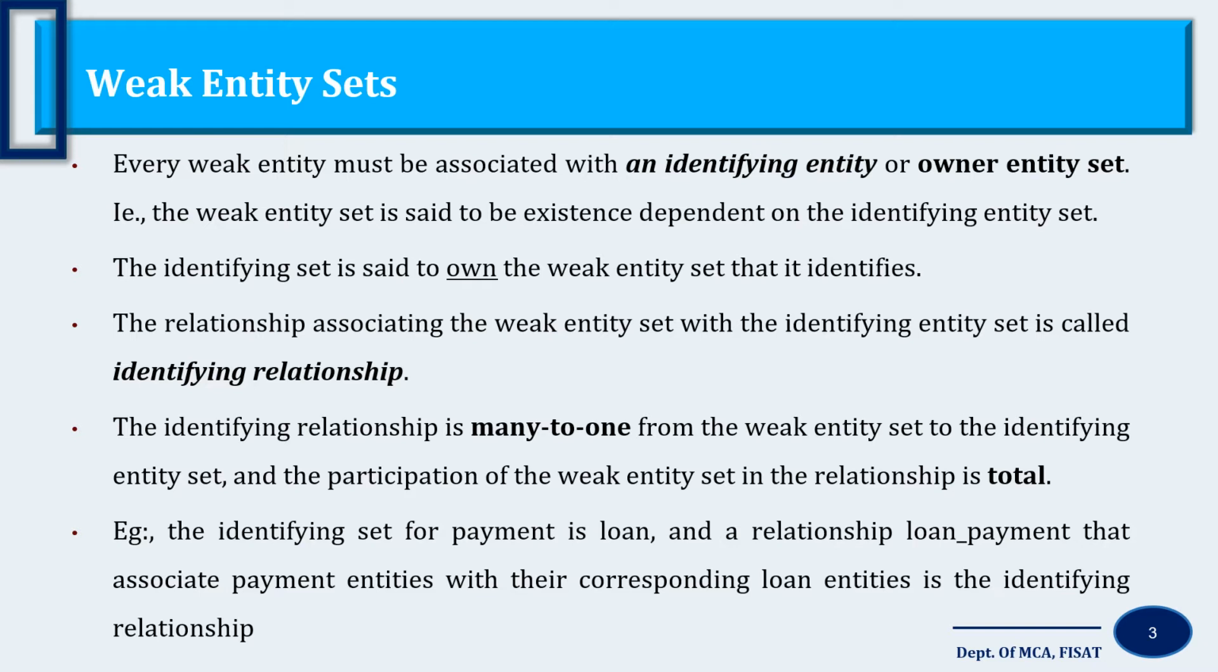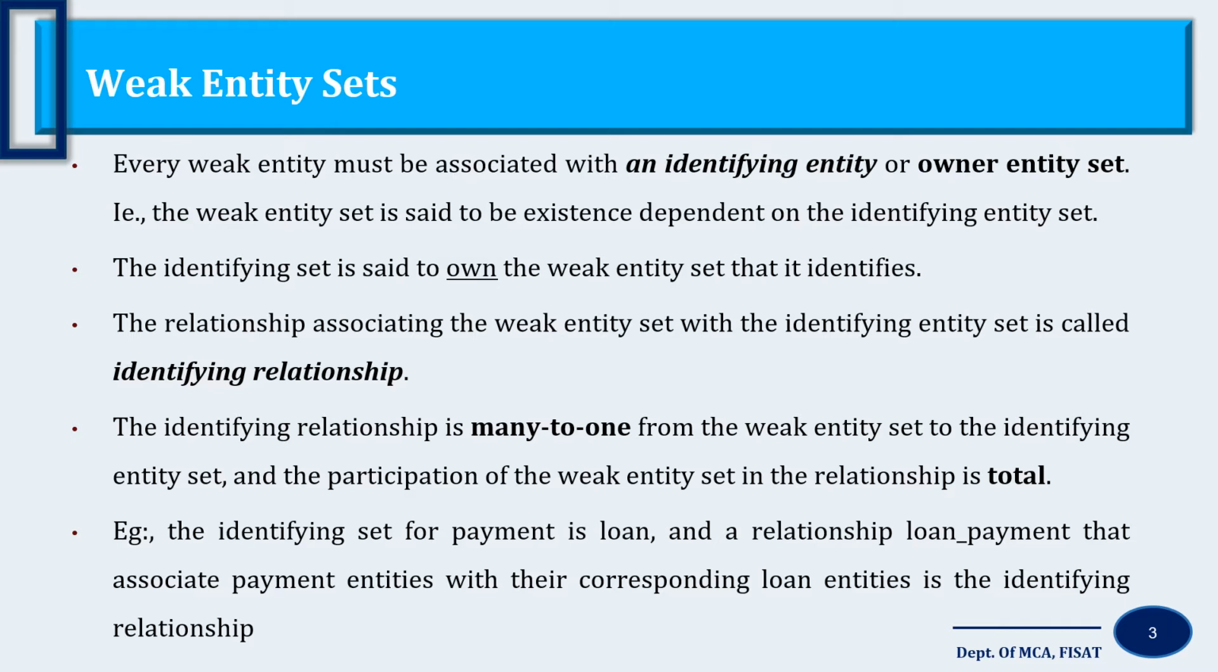This identifying relationship is many to one from the weak entity set to the identifying entity set. We already know the mapping cardinality, right? Many to one is the relationship from the weak entity set to the identifying entity set, and the participation constraint is total. That is, every entity in this weak entity set should participate in the relationship. That's why the relationship is total. So the identifying relationship is many to one from the weak to the identifying set, and the participation is total.